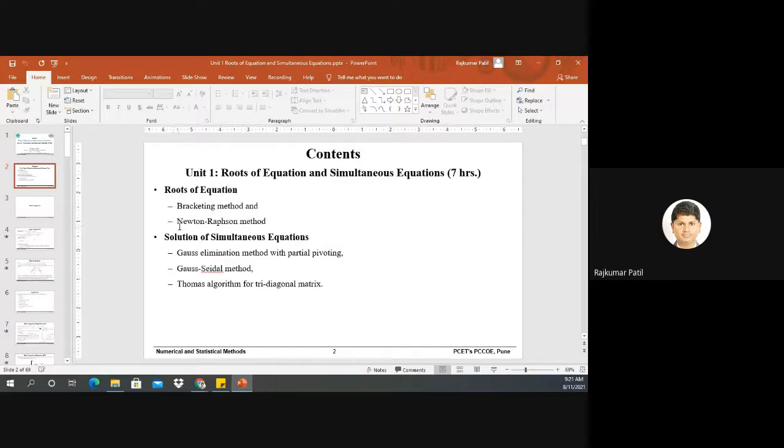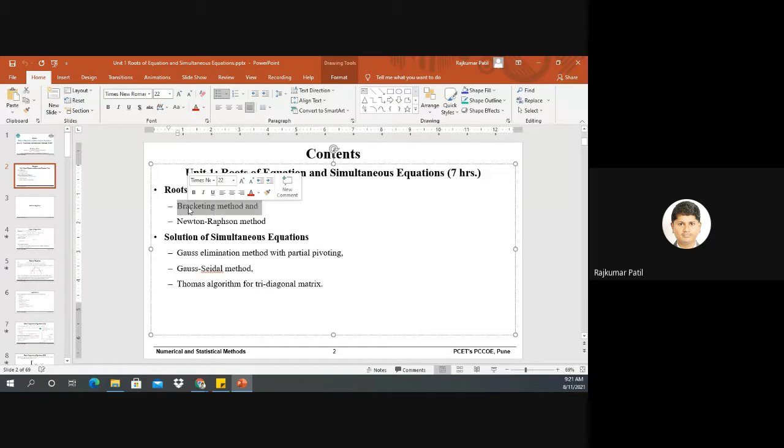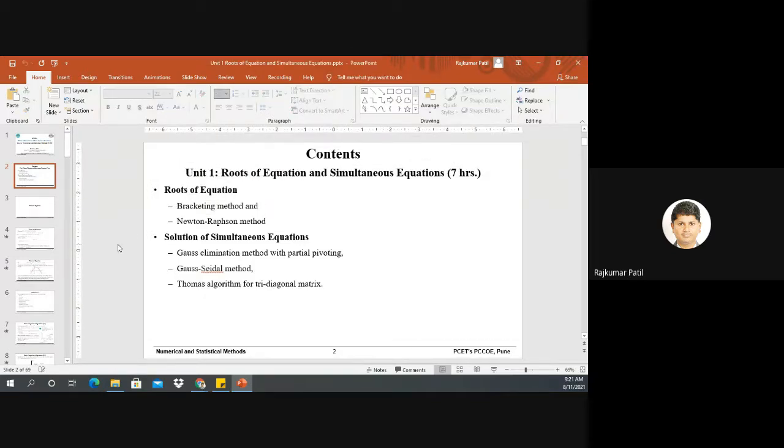So you can see that in unit number 1, in the previous syllabus there was only the bisection method. Now the word bisection method is replaced by bracketing method. We know that there are so many other bracketing methods, and in the syllabus discussion committee it was decided that in bracketing methods we are going to cover two methods. One is the bisection method and the second is the regula falsi method. We already covered the bisection method, so in today's session we will be covering the regula falsi method.